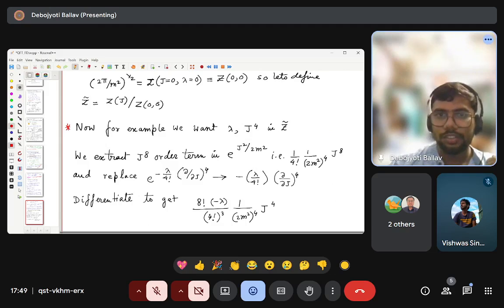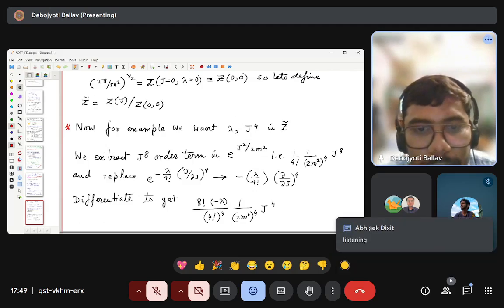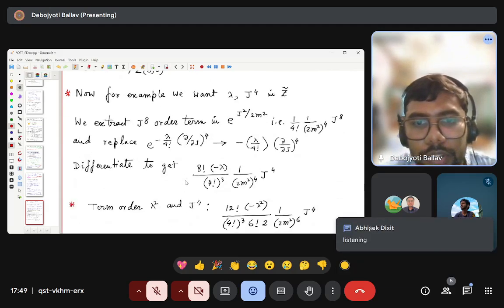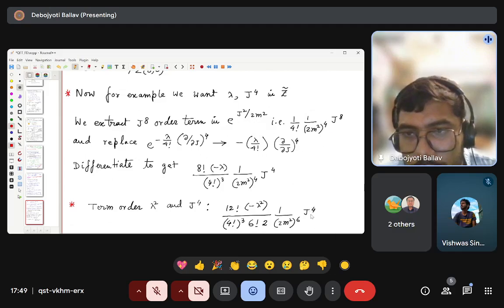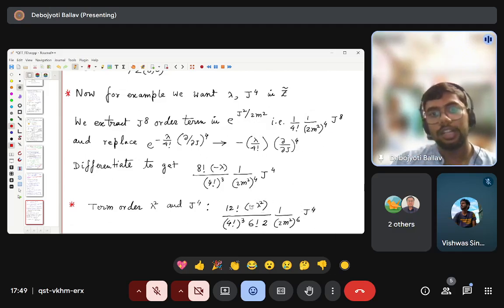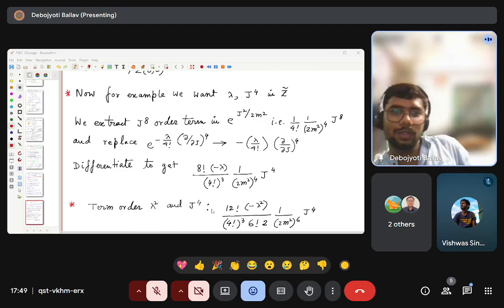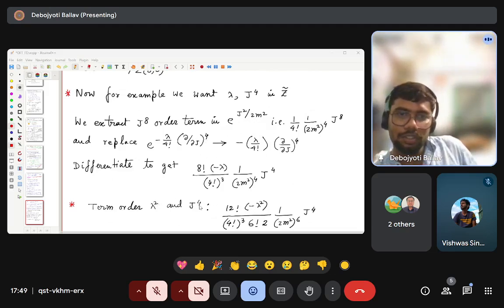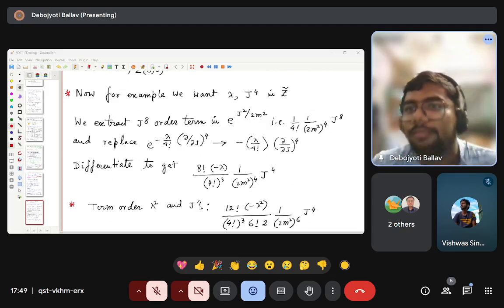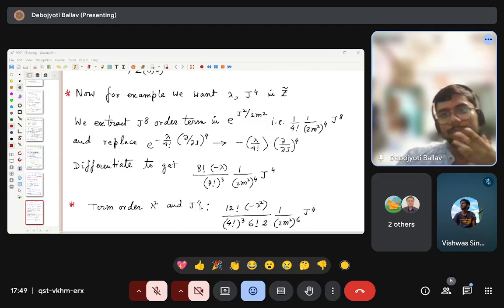So now let's say I want some higher order terms like lambda square. So you can calculate a term like lambda square with j to the 4, which will give you j to the 4 like this. But let me ask, which term you will collect? Which order term you will collect from this e to the j square by 2m square to calculate this lambda square j to the fourth term? Anybody? Which term you will need from this factor and this factor?